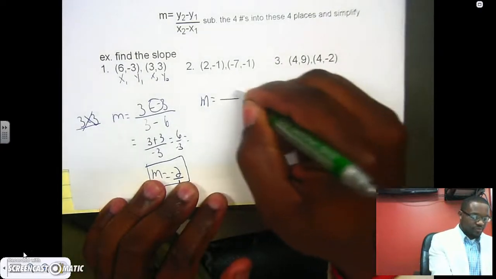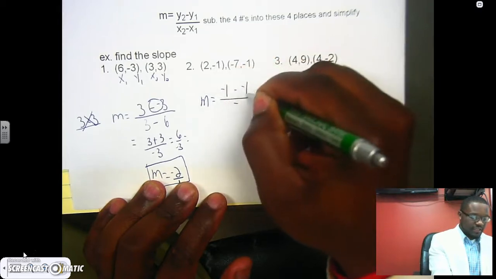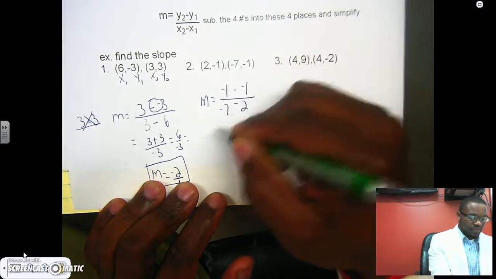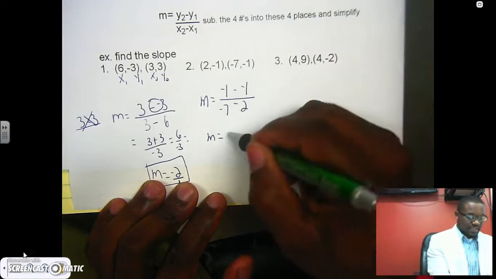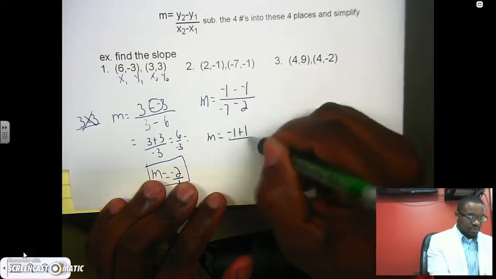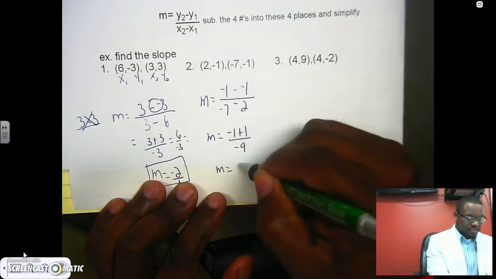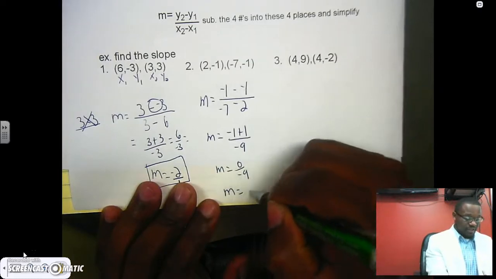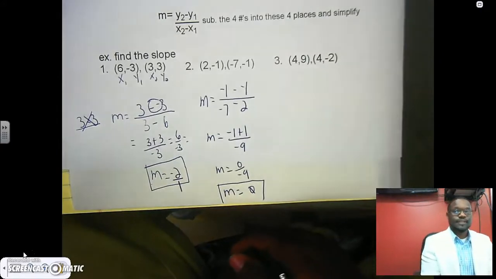M equals -1. That's y. -1. Then -7 over 2. And so I get -1 minus a -1. Again, that's the same thing as -1 plus 1 over -9. Now, -1 plus 1 is 0. Anytime you get 0 on the top, your slope is 0.